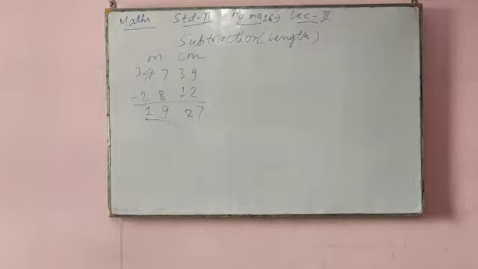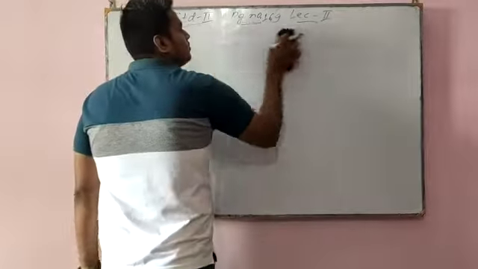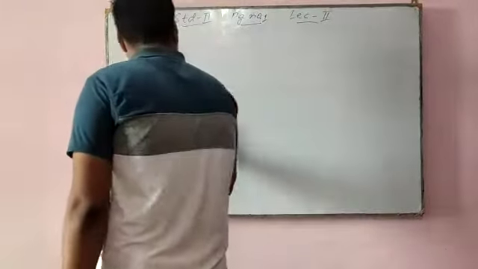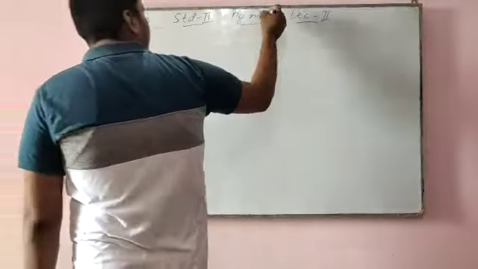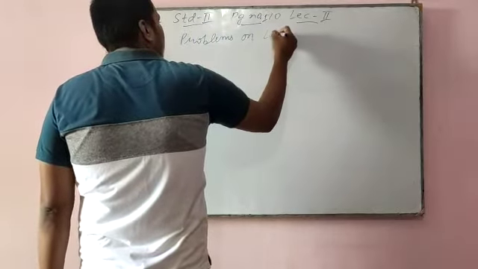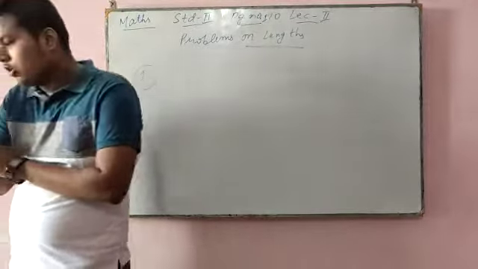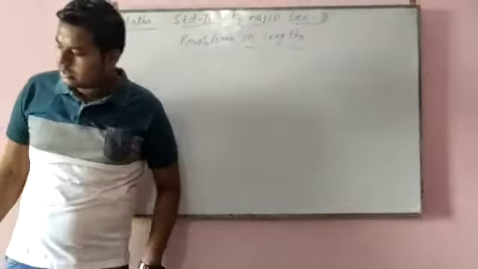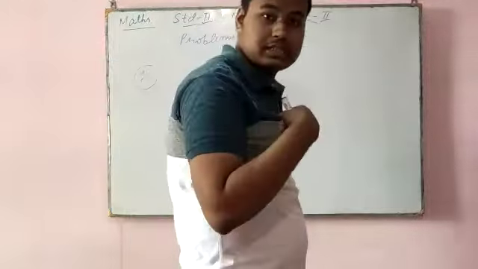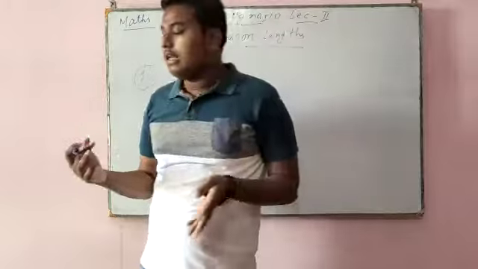Now we come to page number 170. Problems on length. Now what problem will you see? Problem on length. See one question here. Ram bought 2 meter long cloth for his shirt and 3 meter for his father's shirt. How much cloth did he buy? 2 meter for his shirt and 3 meter for his father's shirt. So how much length of cloth has he bought?